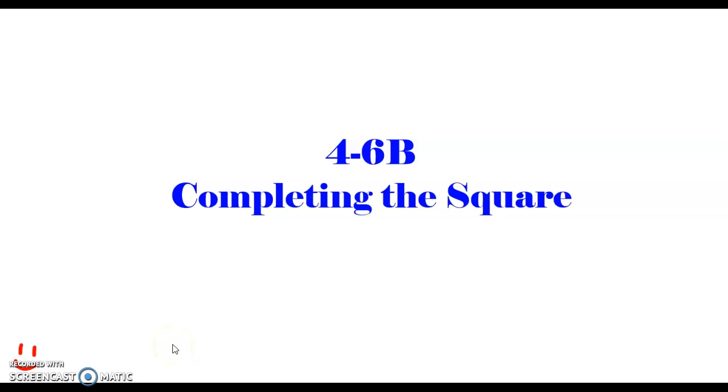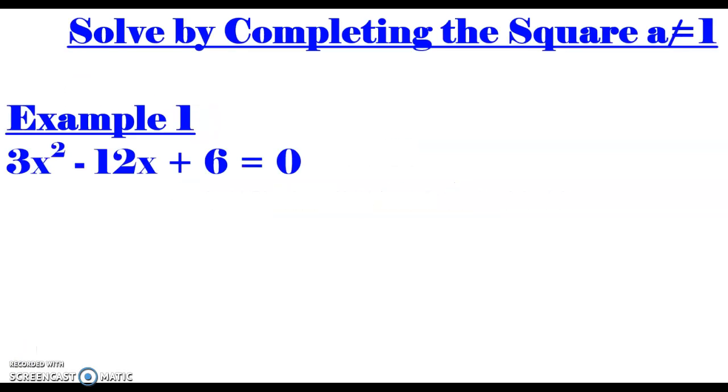This is the second half of 4-6, completing the square. What you're going to see today is, unlike yesterday, a is not equal to 1. So we're going to have to solve by completing the square, and a is not equal to 1, so it ain't going to be pretty. So to complete the square, we have to make a 1.